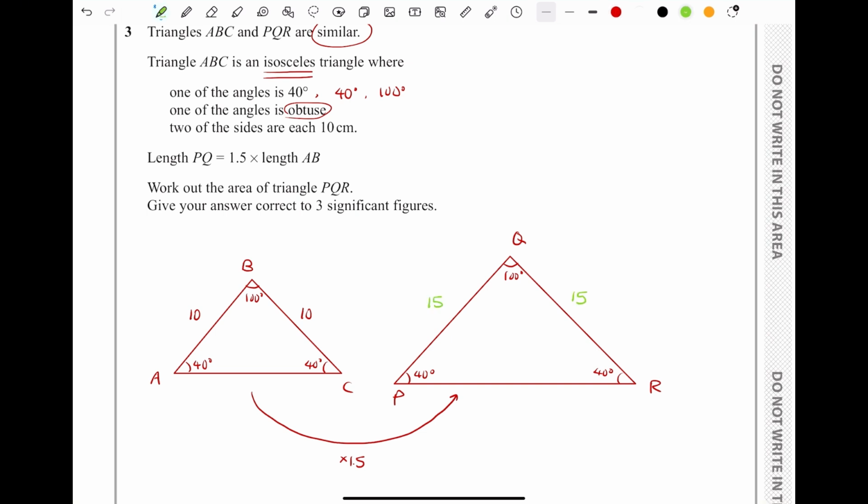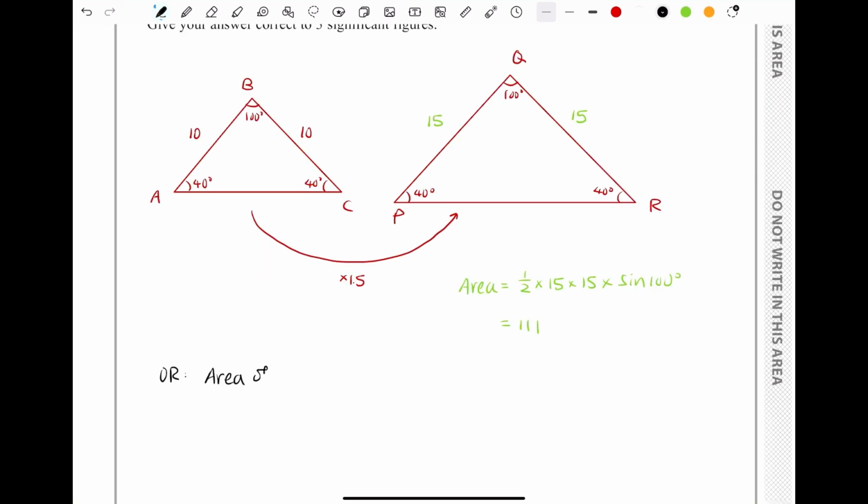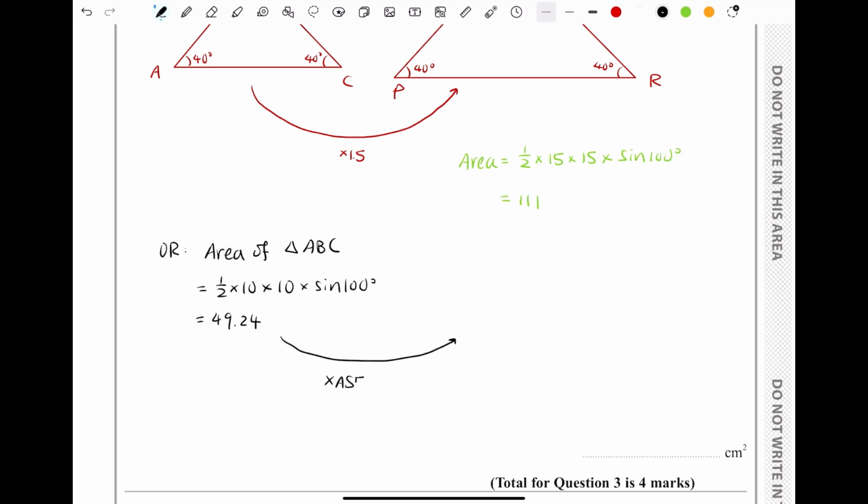What we need to do now is to work out the area of triangle PQR. Here are two methods. First, we can use the triangle formula half ab sine C to work out the area of PQR, which is 111. Or we can work out the area of triangle ABC by using the same formula. We will get 49.24. Now the area scale factor is length scale factor squared. Therefore, the area of triangle PQR is going to be 49.24 times 1.5 squared, and that gives us 111 centimeters squared. Okay, so now moving on to the next question, question 4.